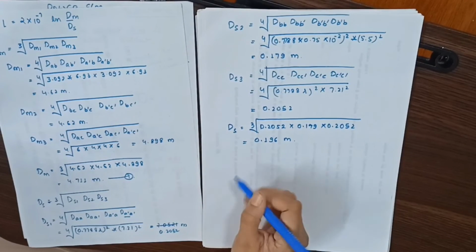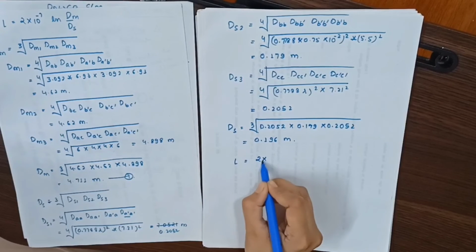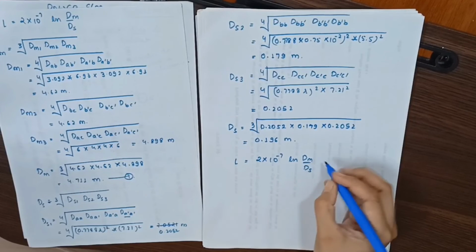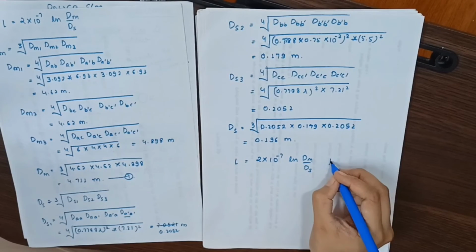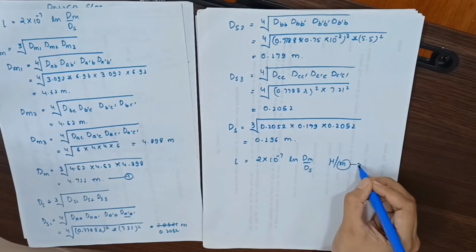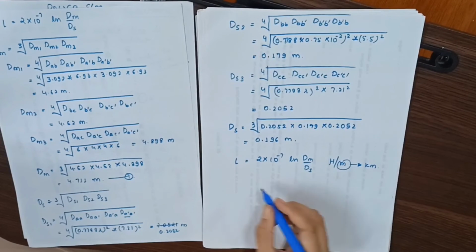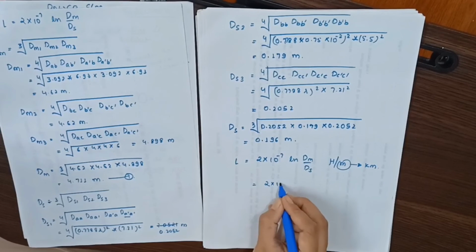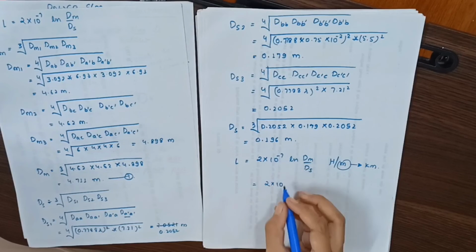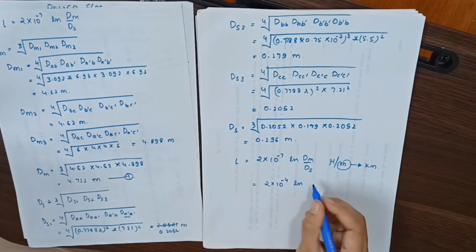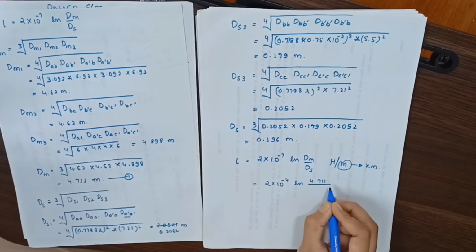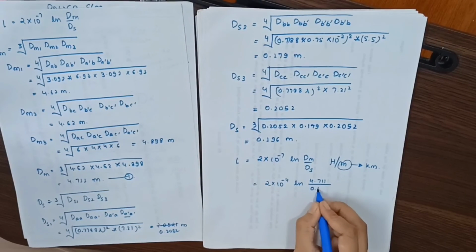Now for inductance, it is 2 into 10 to the power minus 7 ln Dm by Ds. Here I already told you it's in Henry per meter, and we have to convert it into kilometers. To do it, we just have to multiply and divide by 10 to the power 3, and it will be 10 to the power minus 4 ln 4.71 divided by 0.196.